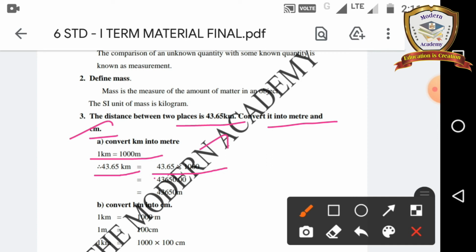The rate of 1 pen is 5 rupees, then what is the rate of 2 pens? So automatically we have to multiply, right? So 2 fives are 10, right? So a similar thing happens in this place also. So 1 kilometer equal to 1000 meter means 43.65 kilometer equal to 43.65 into 1000. So your answer is 43,650 meter. Okay, so this is your final answer, 43,650 meter, right?